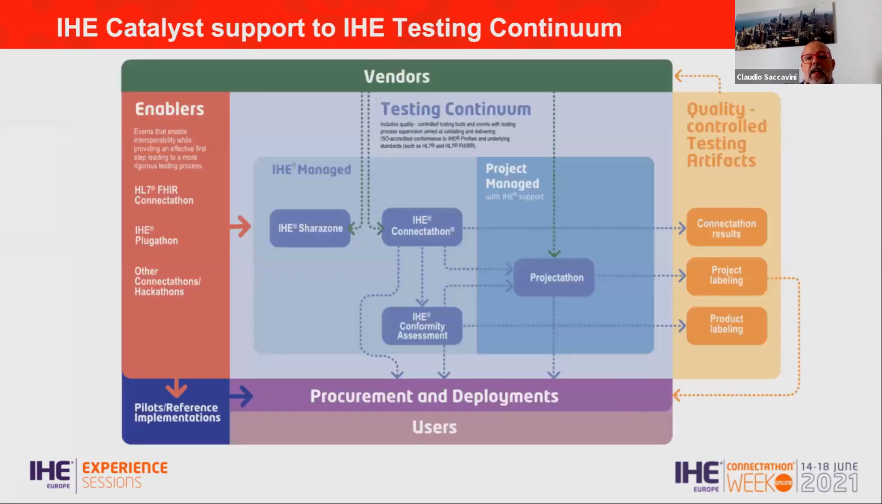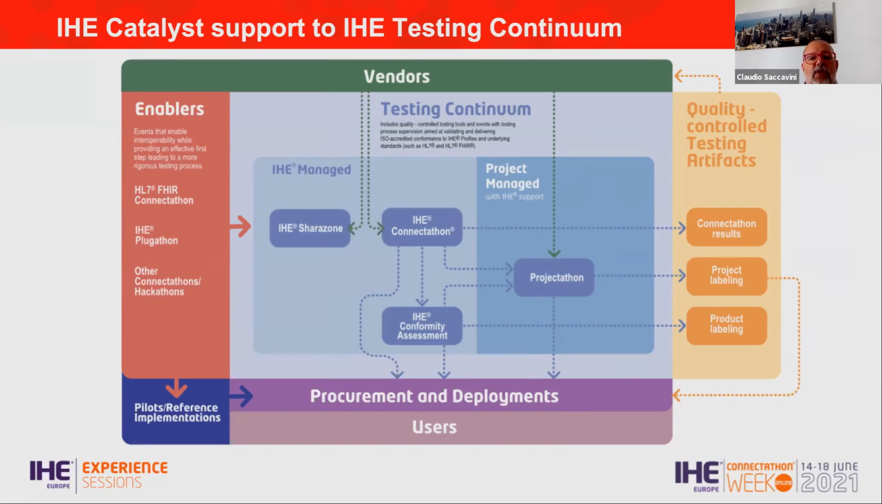This is a very nice picture to describe the testing continuum. You can see in this picture the vendor roles in the upper part and the user side in the lower part. You can see that there are some testing sessions that are very familiar to you, for example Connectathon, for example Projectathon. We talked a lot about the Projectathon in a previous session. And the new one is called Share Zone, which is a new type of testing about the content of documents, and in particular in this phase for images.